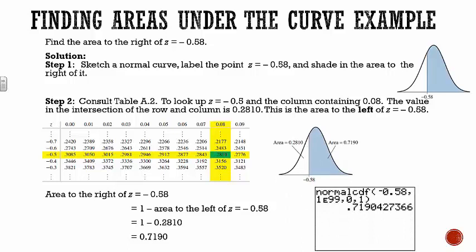This time, since I'm going to the right, my lower bound is going to be negative 0.58. My upper bound, or the very highest point that I want, is going to be infinity. So I type that in as 1e99 with the mean and standard deviation of 0 and 1. Press enter, it gives me 0.7190, the same thing I got when I calculated it using my table. Notice that with the calculator, you don't have to do 1 minus that. Whatever the calculator gives you is the answer because you specify to the calculator the lower and the upper bound.